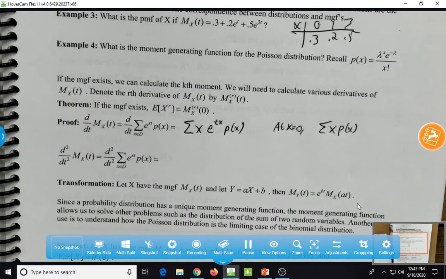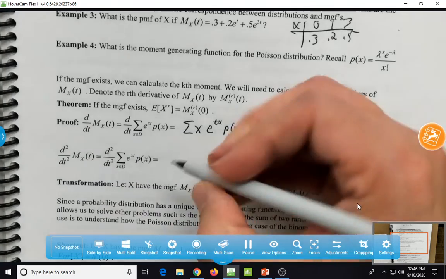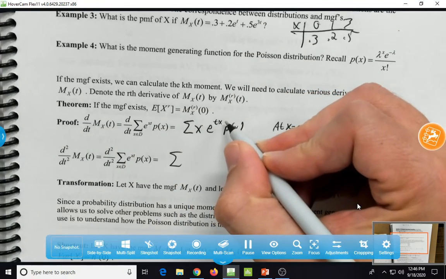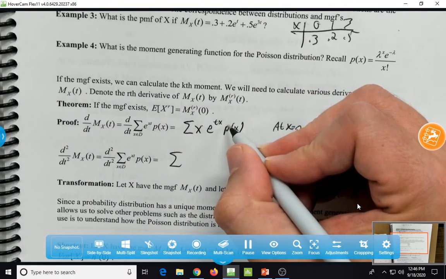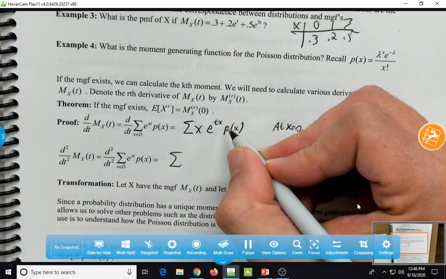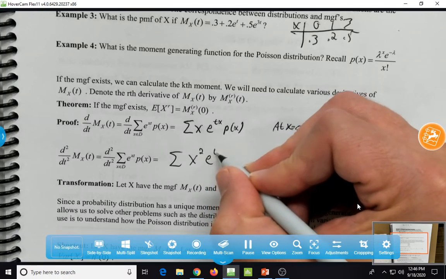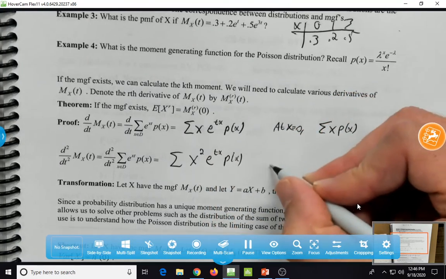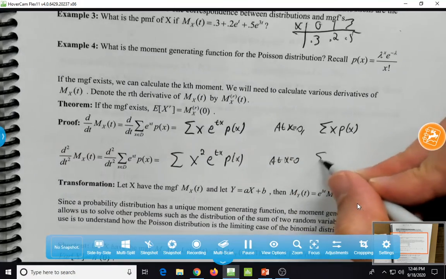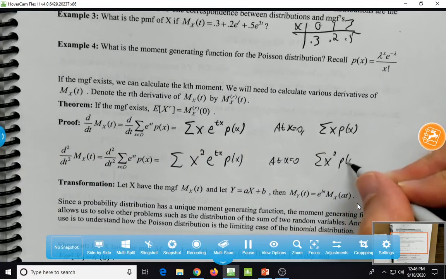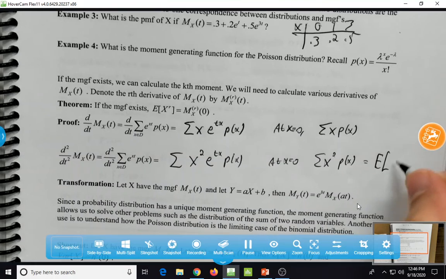Okay, let's take the second derivative of e to the tx. Now we have to do a little bit more work because we have to use the product rule. No, we're taking the derivative with respect to x. No, we don't have to do too much. So the derivative of e to the tx with respect to t is x times e to the tx, and the second derivative gives x squared e to the tx p of x. At t equals 0, this is equal to the summation of x squared p of x, or the expected value of x squared.